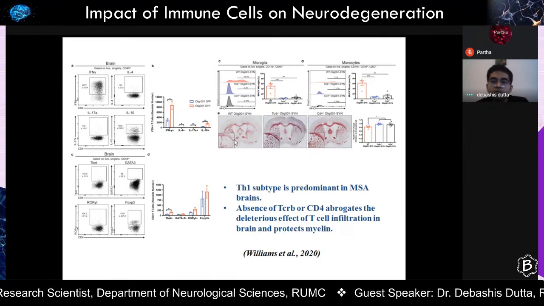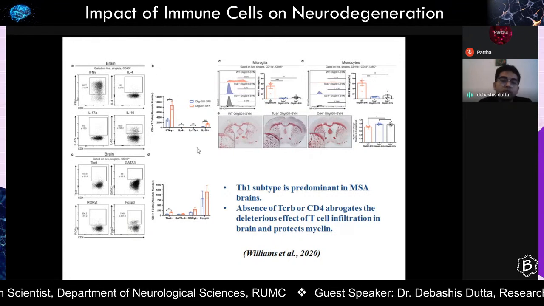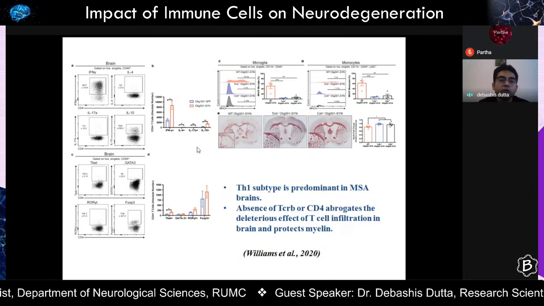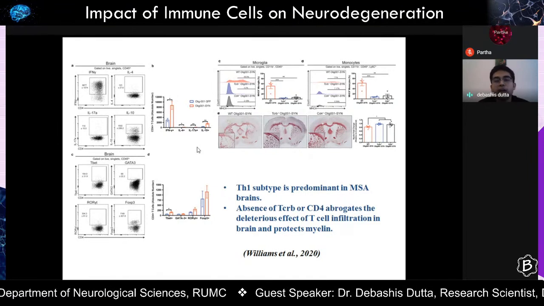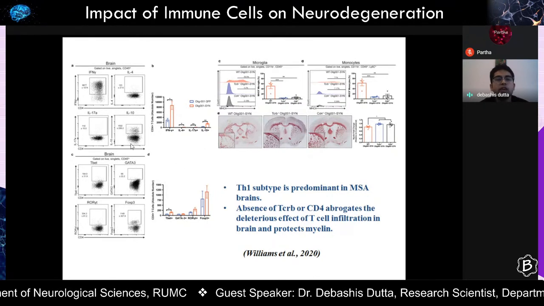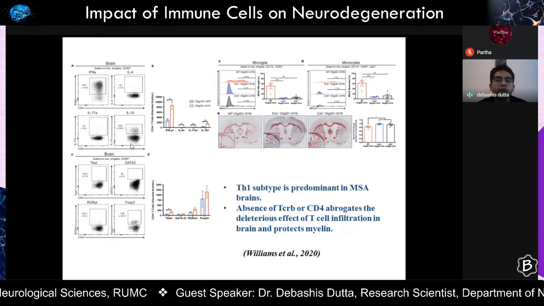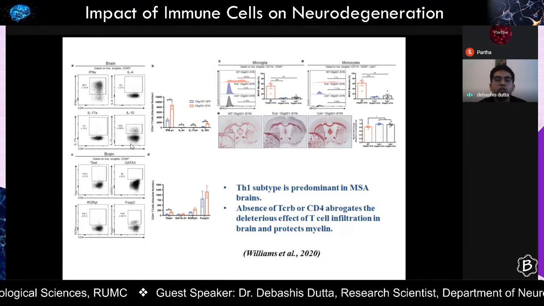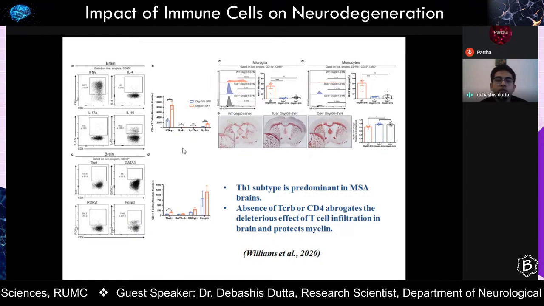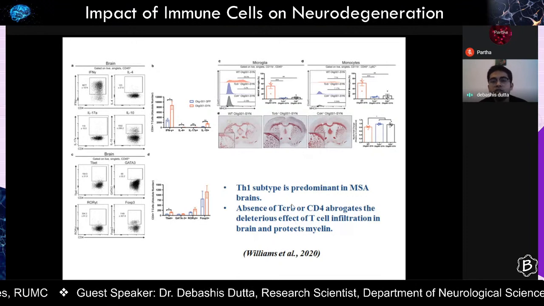And so this is the difference between the normal PD or LBD, where the inclusion body happens in the neurons, and MSA, where the inclusion body happens in the oligodendrocyte. The basic reason why Th1 is more involved in this case is still not clear, but that's the fact which was revealed by Williams and co-workers recently this year.